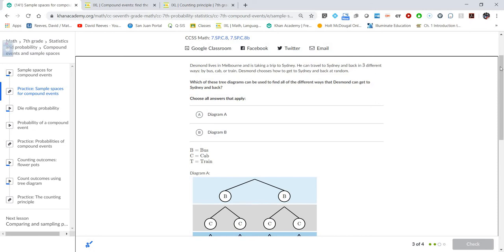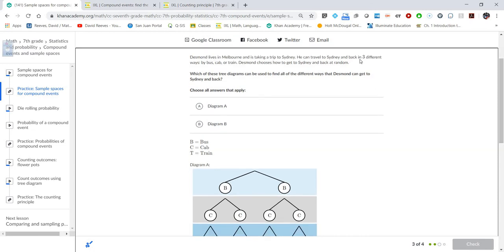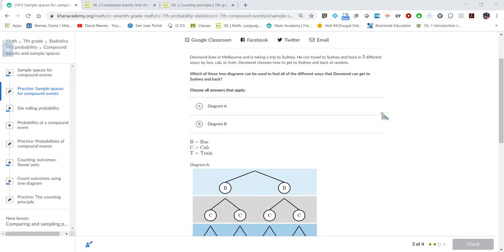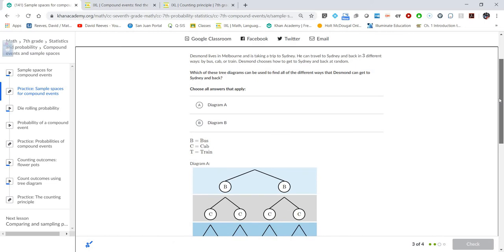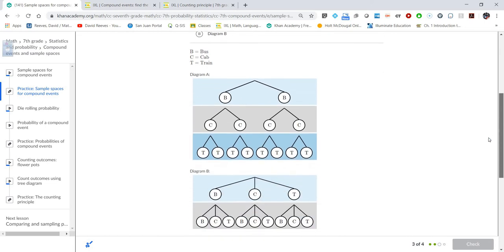All right, so we're trying to find all of the options here. So there and back, there and back. And if we take a look at what our options are, he has 3 different ways he can get there, and 3 different ways he can get back. So 3 ways to go and 3 ways to come back. So again, we have 3 options to go and 3 to come back. 3 times 3 is 9. So we're looking for a total of 9 options. Again, 3 to go and then 3 to return. All right, so it says, choose which diagram is correct.